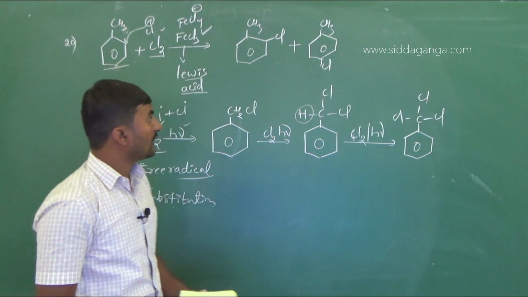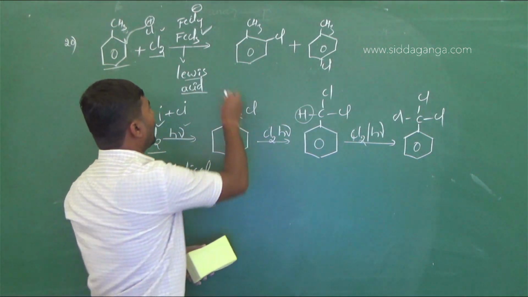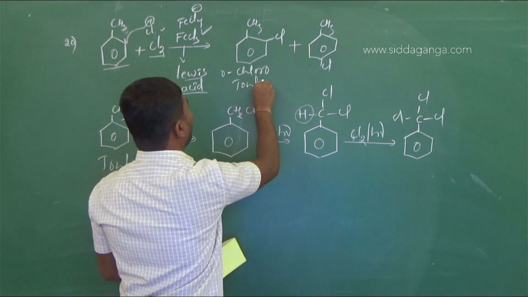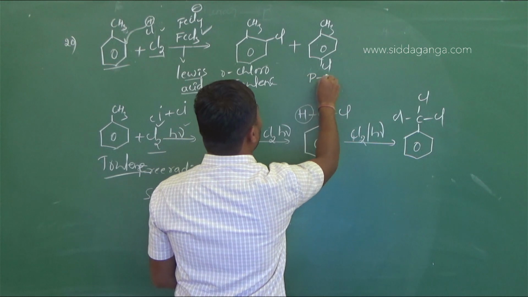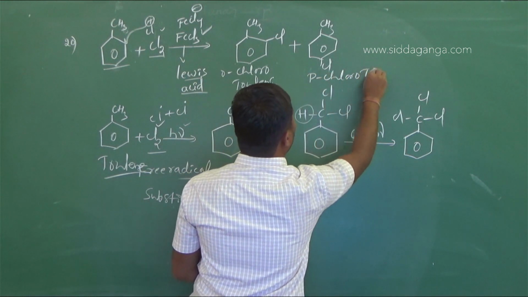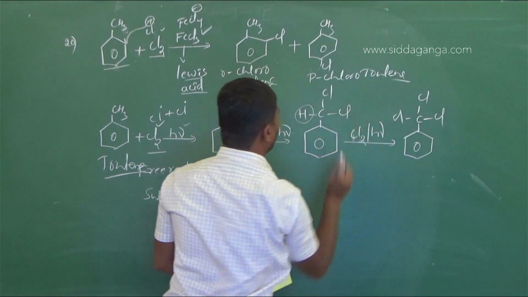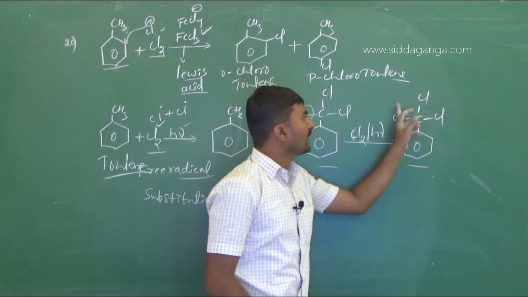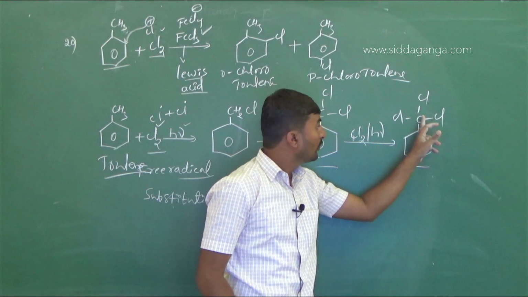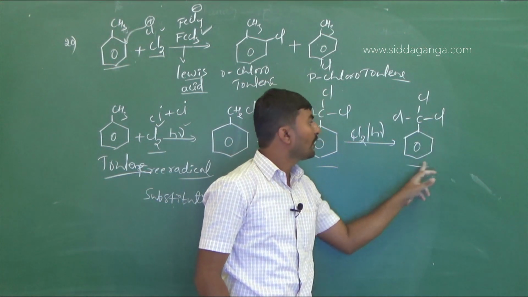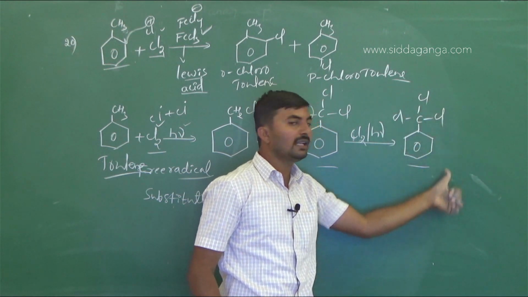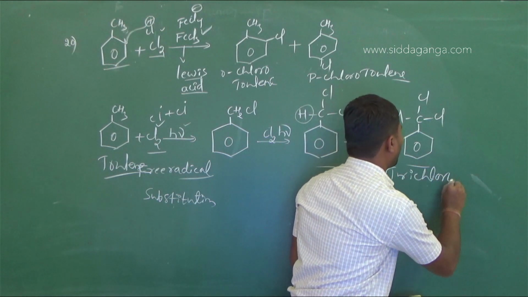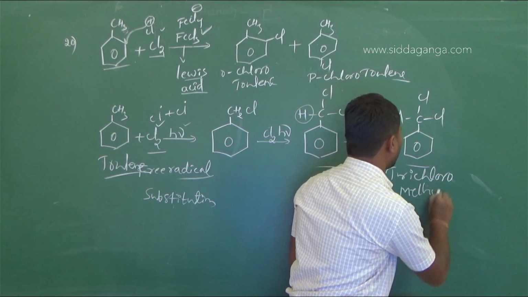So what products are formed here? First one is orthochlorotoluene, and this is parachlorotoluene. And what is the name of this product? This is trichloromethyl, because of the single carbon atom, followed by benzene. The name of this compound is trichloromethyl benzene.